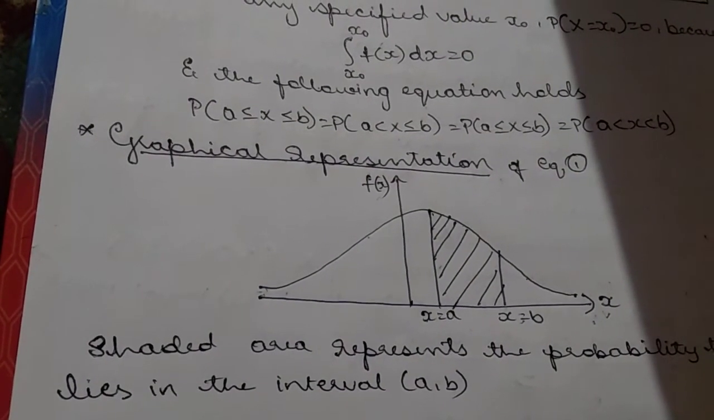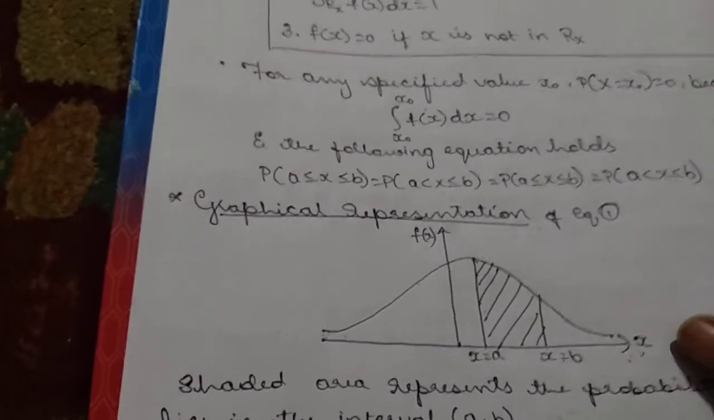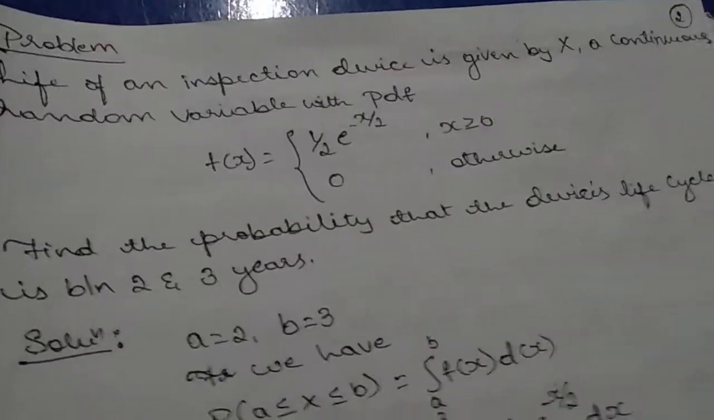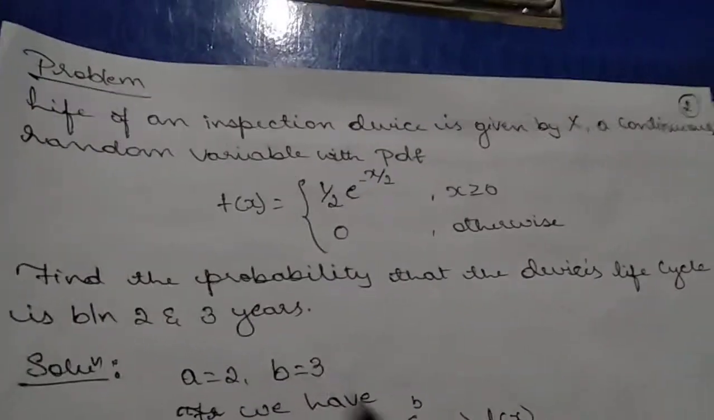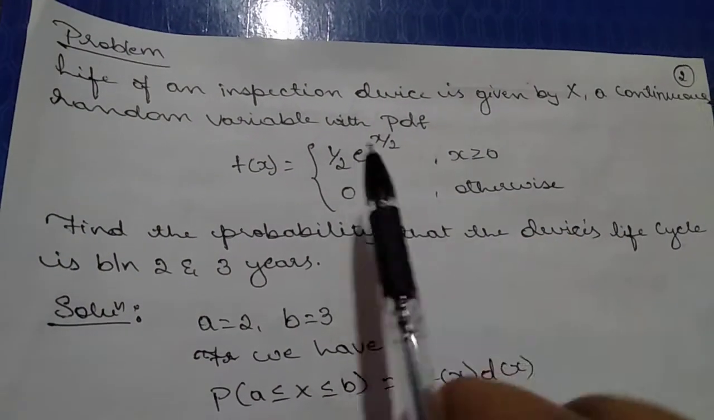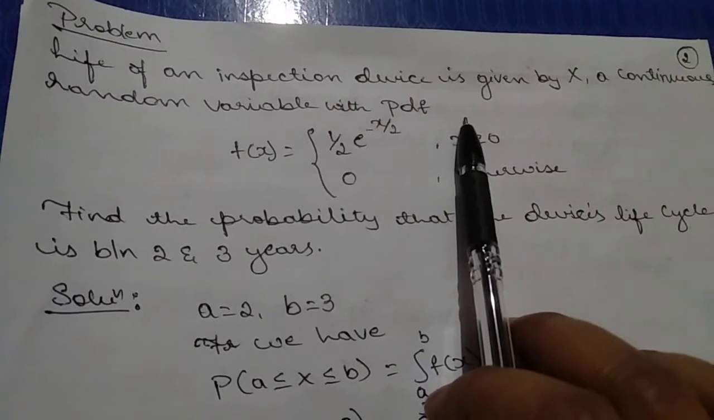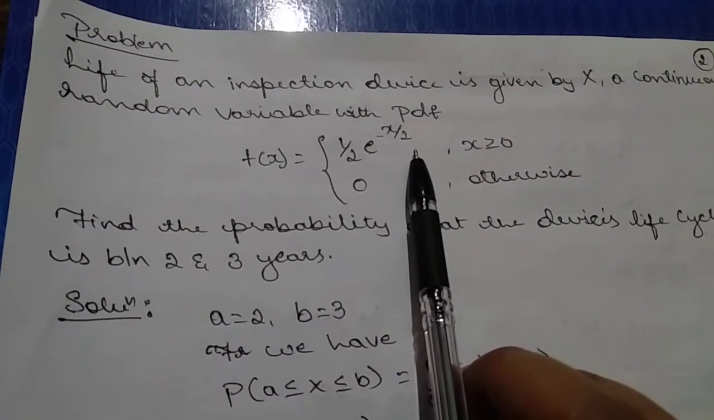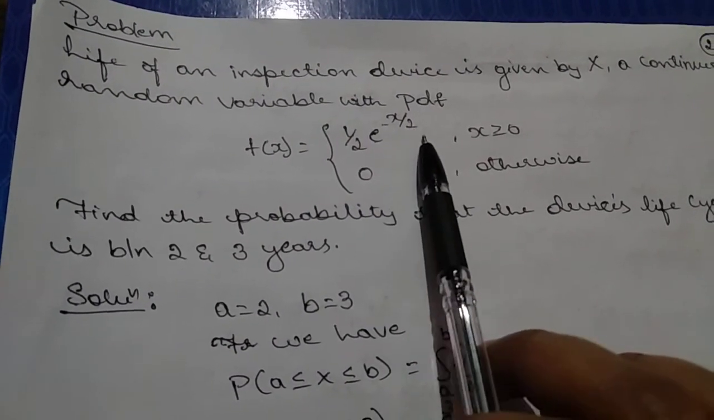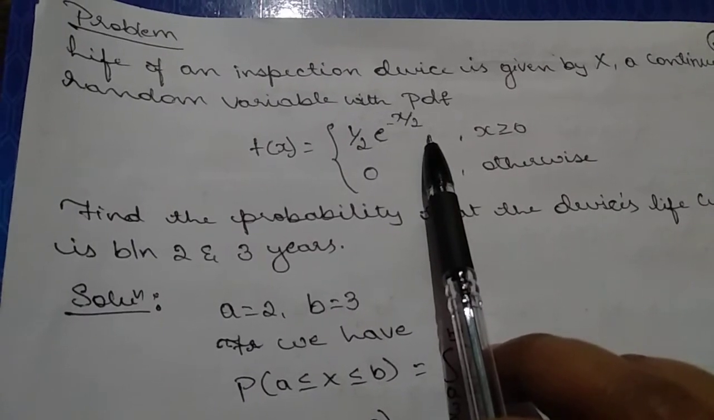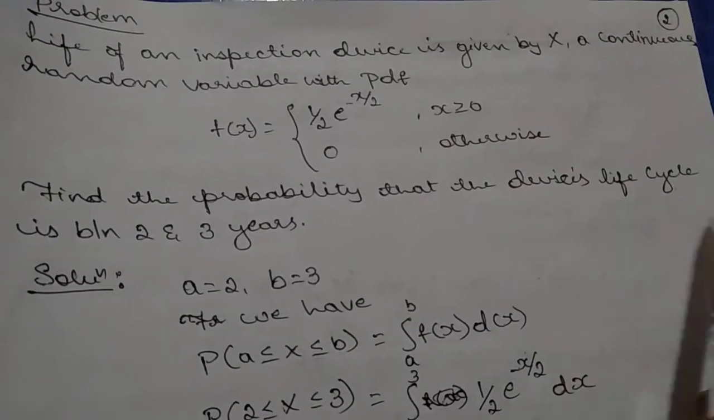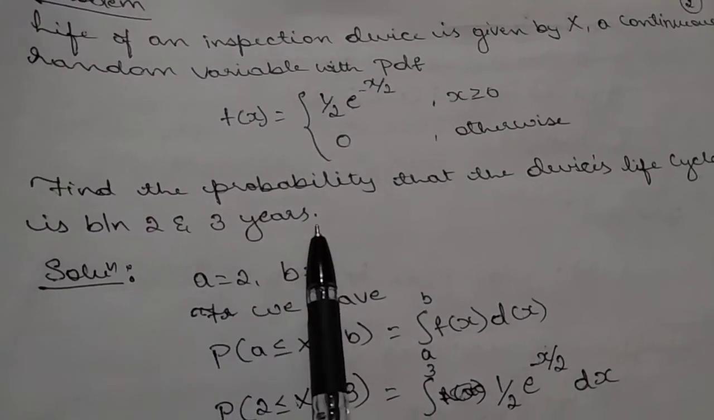And with respect to this, we'll just take one problem. Life of an inspection device is given by x, a continuous random variable with PDF. I'm just going with a continuous random variable, not the discrete random variable. f of x is equal to 1 by 2 e power minus x by 2, for x greater than or equal to 0, 0 otherwise. Find the probability that the device life cycle is between 2 and 3 years.